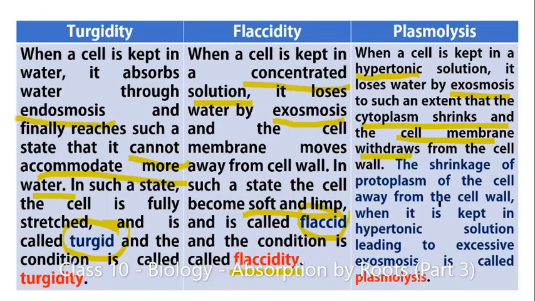And this shrinkage of the protoplasm, that is cytoplasm and cell membrane together and other contents of the cell, which will shrink and move away from the cell wall. Such phenomena or such condition is known as plasmolysis. This generally happens when there is excessive loss of water by exosmosis. So it is known as plasmolysis.